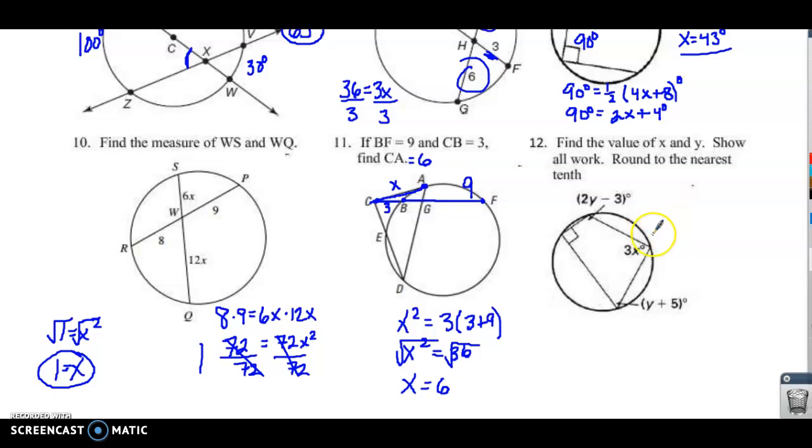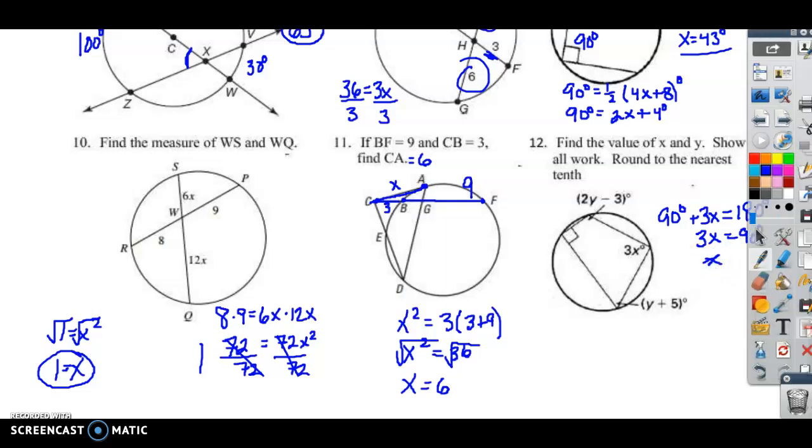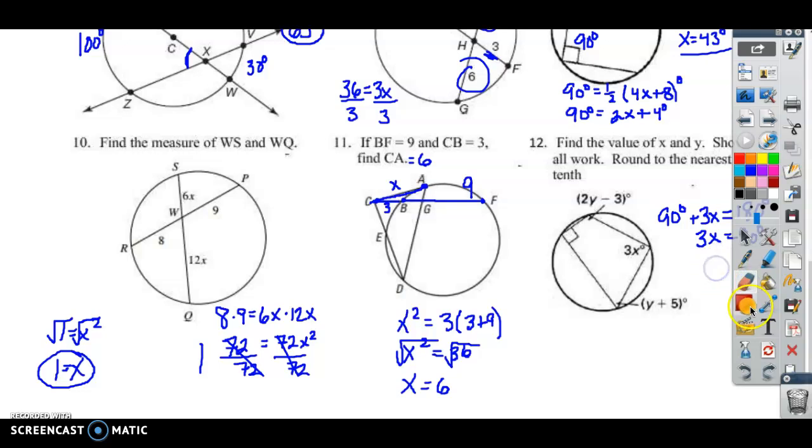Well, we've got a quadrilateral inscribed inside a circle, so we're going to try to do some math here. One thing that you probably have carried over from your previous unit is that inside quadrilaterals, opposite angles are supplementary. So we've got 90 degrees plus 3x equals 180 degrees. Subtract 90 degrees from both sides, you have 3x equals 90 degrees. So x equals 30 degrees.